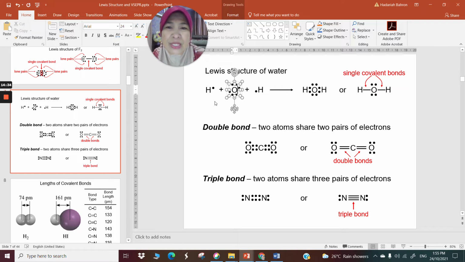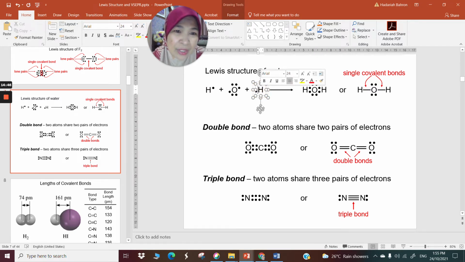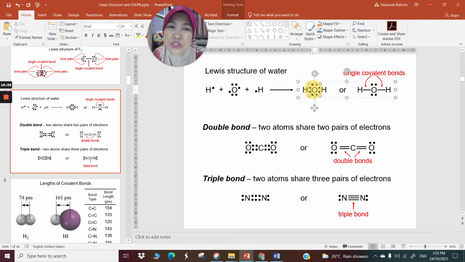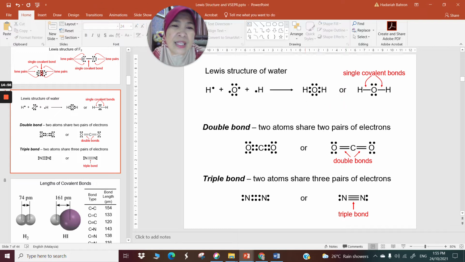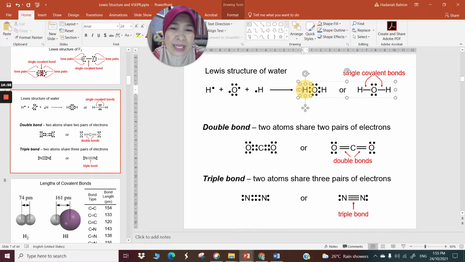So the 2 more electrons will have to come not from one hydrogen but from 2 hydrogen atoms. So one oxygen will require 2 hydrogen atoms to make a molecule that satisfies the octet of all the atoms involved. So water, H2O.